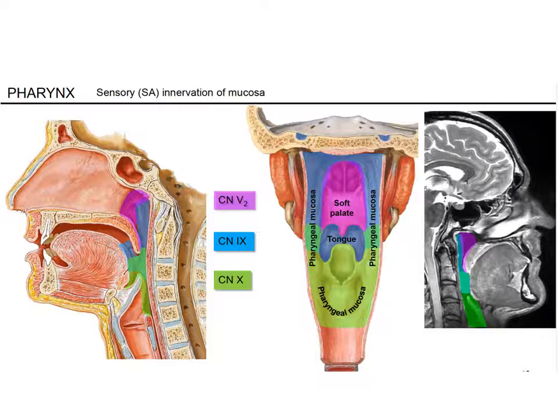We have already discussed the motor supply. Now the sensory innervation of the mucosa. The color scheme easily shows that the nasopharyngeal area is supplied by the maxillary nerve, which is the second branch of the trigeminal nerve, and the area of the oropharynx is supplied by the glossopharyngeal nerve, the ninth cranial nerve, while the area of the laryngopharynx up to the esophagus is supplied by the vagus nerve.